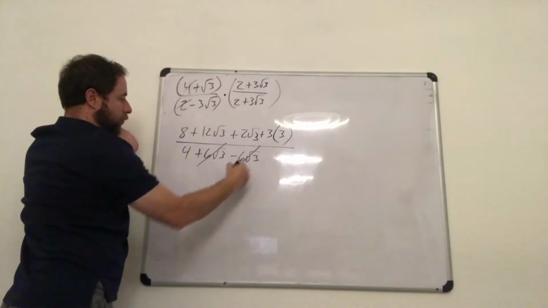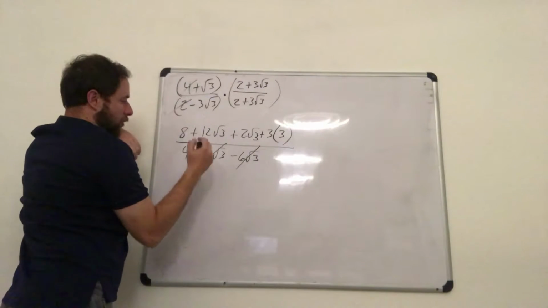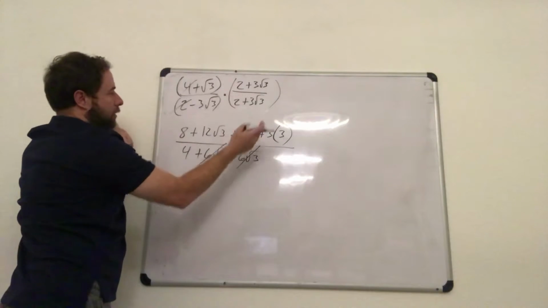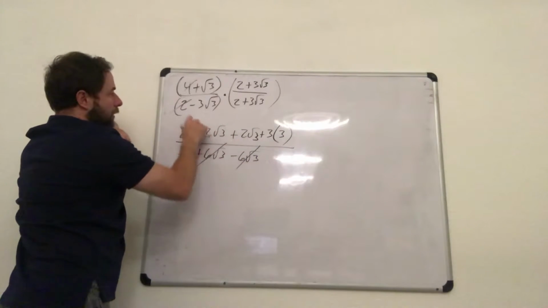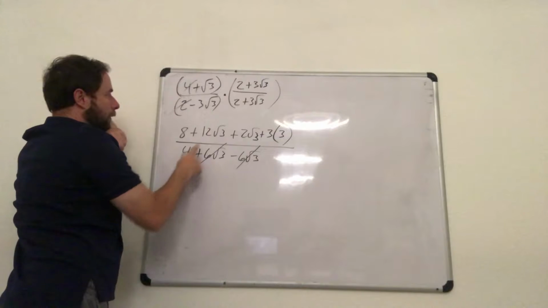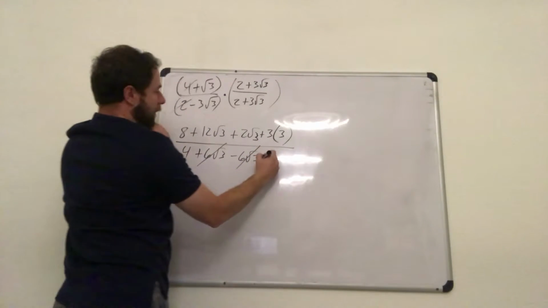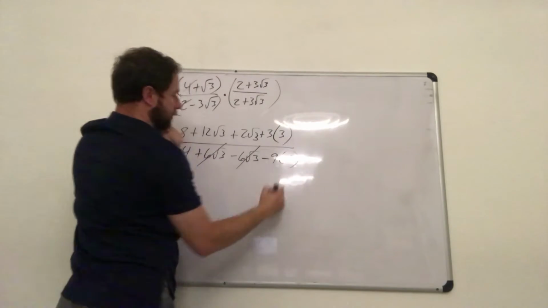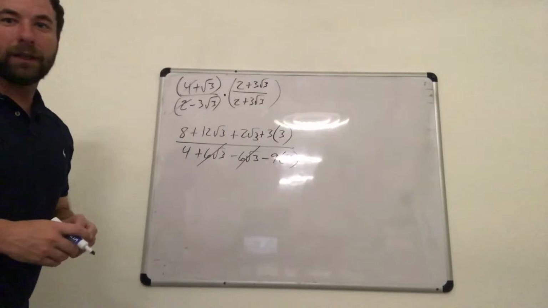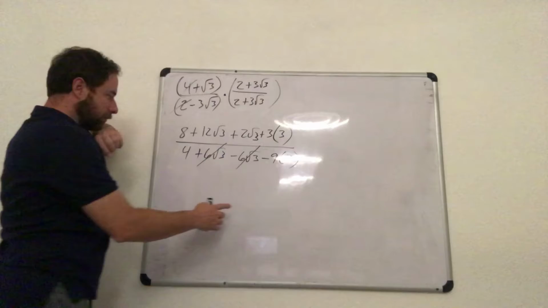That's why we picked this particular number here. We picked it because when you add those two numbers together, you're always going to get 0. So there's really even no reason to FOIL that out. You only need 2 times 2, which is 4, and negative 3 root 3 times positive 3 root 3, which is negative 9 times 3. That's really all that you need there.